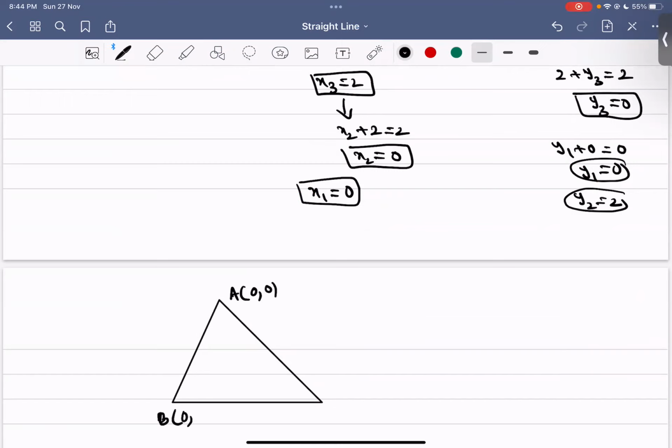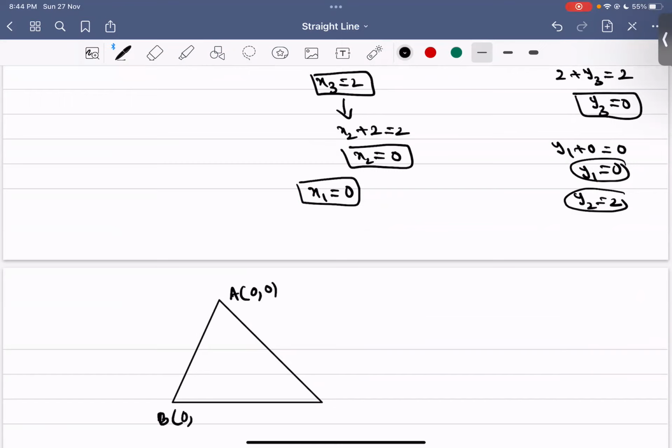Similarly, AC distance is equal to what? Distance between 2 points, again (2 minus 0) whole square plus (0 minus 0) whole square, that is equal to 2 only. So this distance is equal to 2, that is small b. Similarly, AB is equal to what? Again 0, 0, 0, 2. Therefore, this is also equal to 2, that is c. Clear?